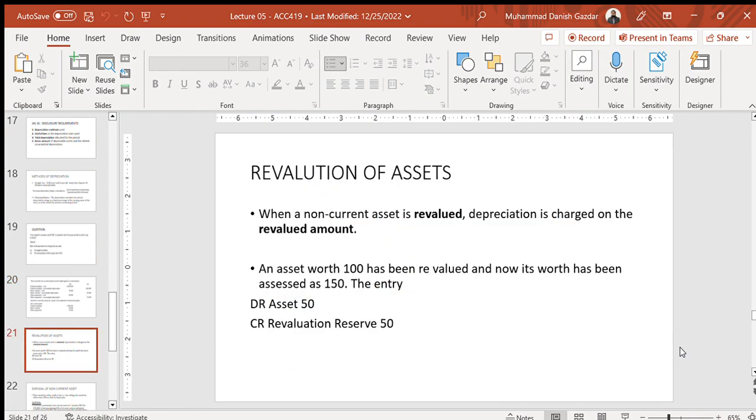Now we have come to an important topic, which is revaluation of assets. Revaluation means that the asset is revalued. It is mostly land which is often revalued, and if there is an upward revaluation, that would be a debit in the asset. So for example, if the asset is worth 100 and has been revalued and now its new value is 150, the entry would be debit asset 50 and credit revaluation reserve. So this would be reflected in the balance sheet in the equity portion.